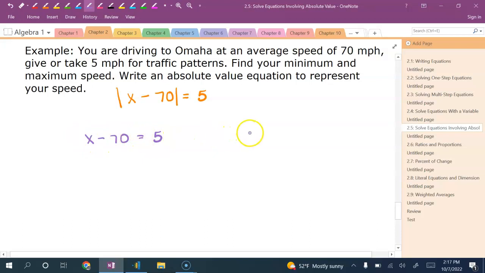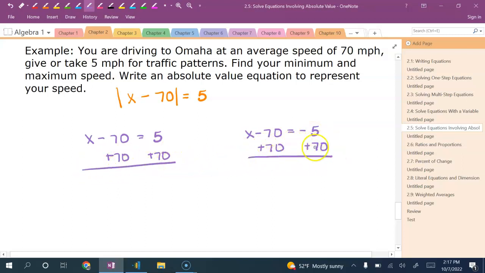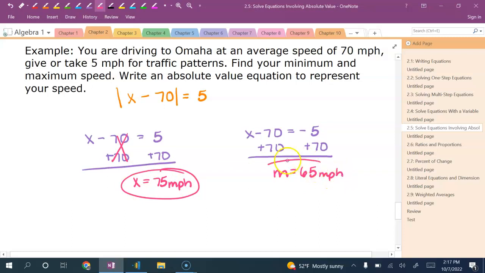x minus 70 equals 5. x minus 70 equals negative 5. When you solve both of those, you're going to add 70 over. And so you're going to have 75 miles per hour for your top speed, and then 65 miles per hour for your minimum speed.